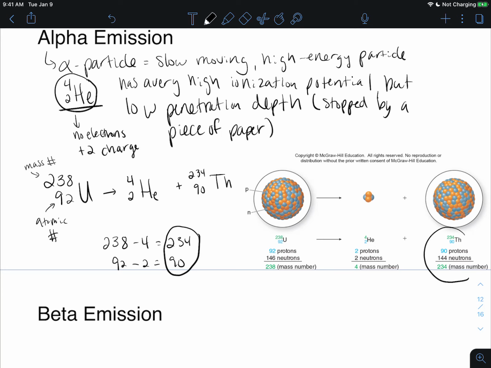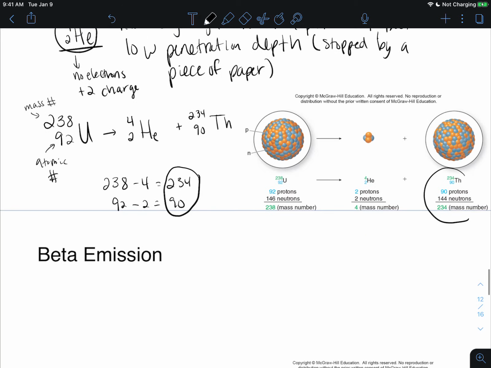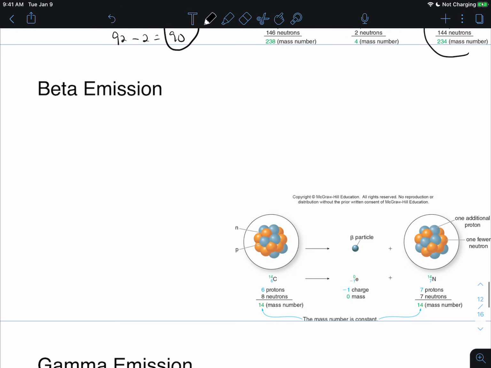Okay, so it's as simple as that. If I say uranium emits by alpha decay, you're going to write uranium on the left side. You're going to write an alpha particle on the right side, and then you're going to subtract the mass number and atomic number from uranium to get 234 thorium. But uranium is not the only thing that will undergo alpha emission, so you will have to do some balancing with other species. Next, we have our beta particle, or beta emission. So a beta particle is a high energy electron.